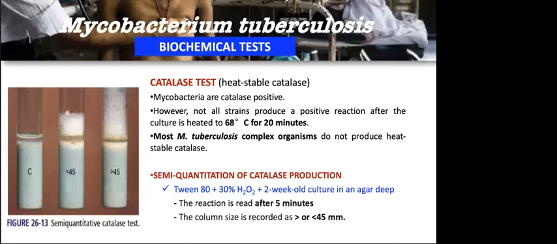So if the column size is greater than 45 mm, that's usually positive. If it's less than 45 pero meron, you can repeat the procedure for that. So at least, more than 45 mm.